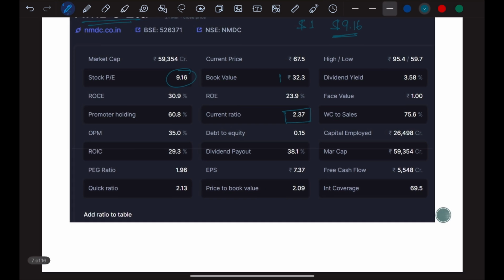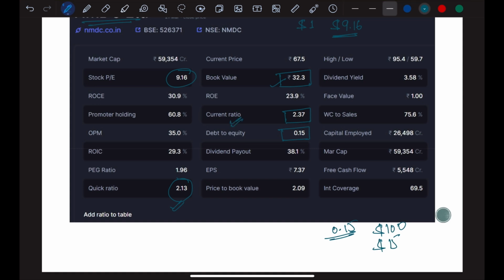We also look at book value. What is the book value of the company? Now this book value is divided by the total number of outstanding shares. So here the book value is 32.3. The next thing that we learned is debt to equity ratio. Here the debt to equity ratio is 0.15, which means if the company has $100 of equity, there is $15 of debt.